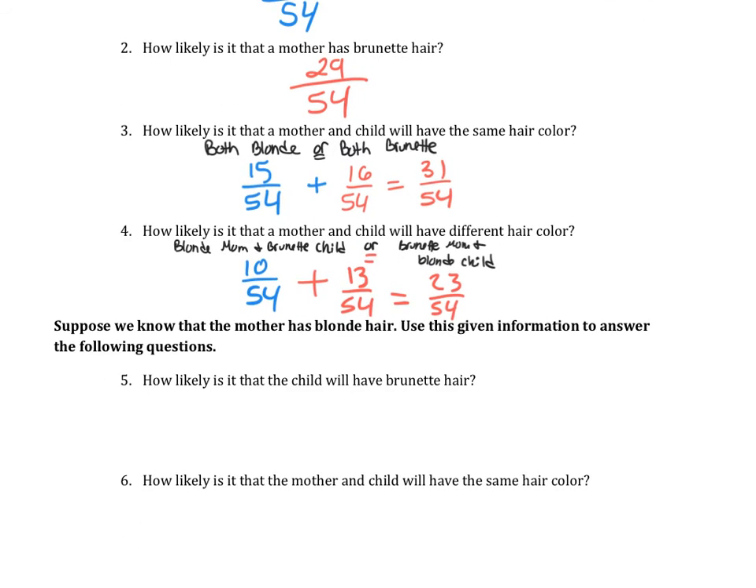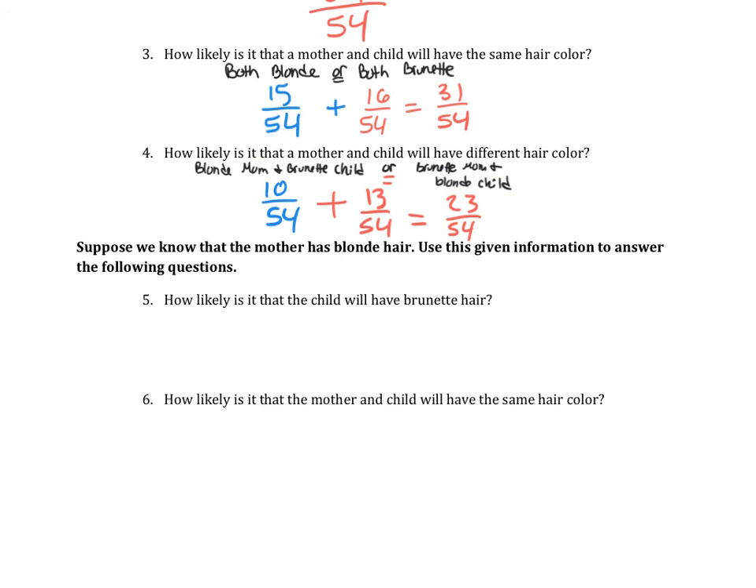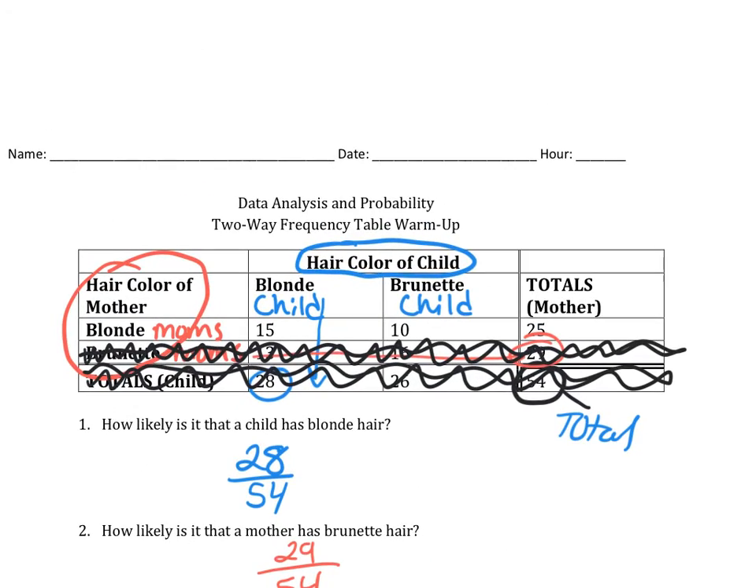So how likely is it that the child will have brunette hair? Just looking at the row that we're focused on, child having brunette hair is 10 out of the total, which is 25. Because remember, with conditional probability, when we have given information, our denominator is going to change. Okay, and then our last one, how likely is it that the mother and child will have the same hair color? Well, we know that mom is blonde, right? We know that for sure. So we want the child to also have blonde hair. So mom blonde, child blonde. And that is 15 over the blonde mom total, 25.